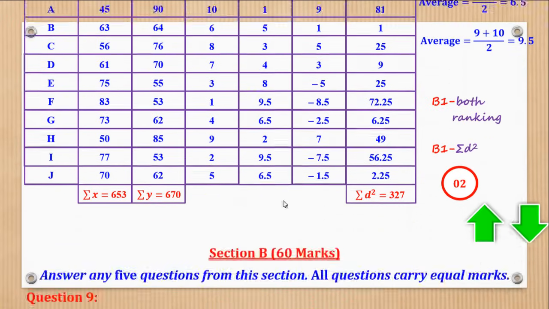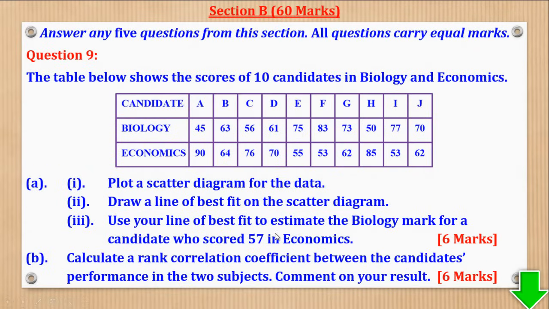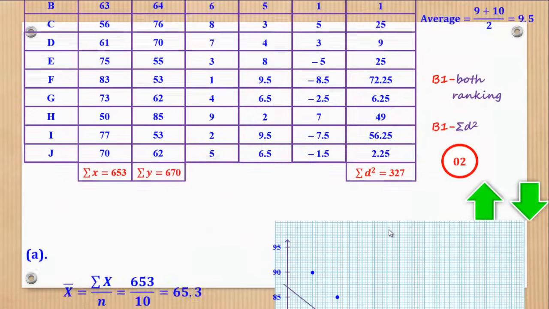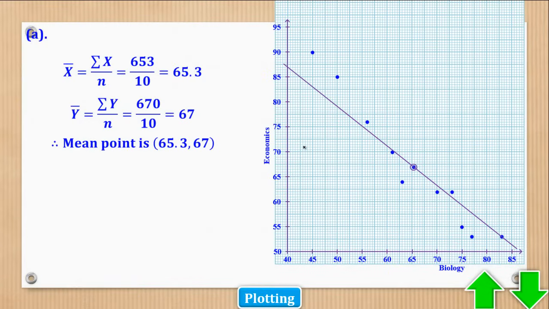So, Roman 3, they asked for an estimation. Use your line of best fit to estimate the biology mark for a candidate who scored 57 in economics. So, when economics is 57, what is the biology mark? So, we shall look for 57. Take a horizontal line to meet the line of best fit. Then, drop a vertical line to meet the horizontal axis and read off that value. And that would be the answer they wanted.